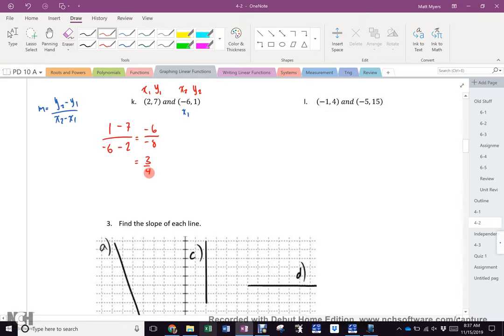Yes? Yes. Excellent. Now, if you went the other way, if this is X1, what is this? Y2, 7, minus Y1, 1, over X2, 2, minus X1, negative 6. 7 minus 1 is 6. 2 minus minus 6 is 8. 6 eighths is 3/4. What does that tell you about which of the two you make X1 or X2?